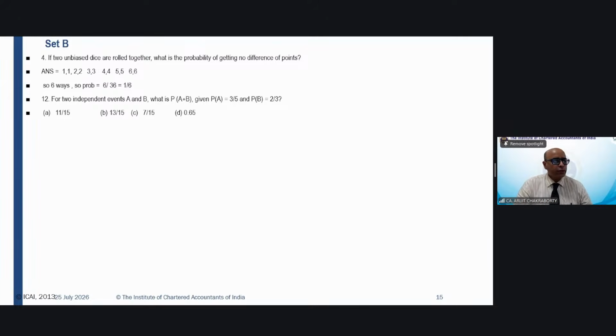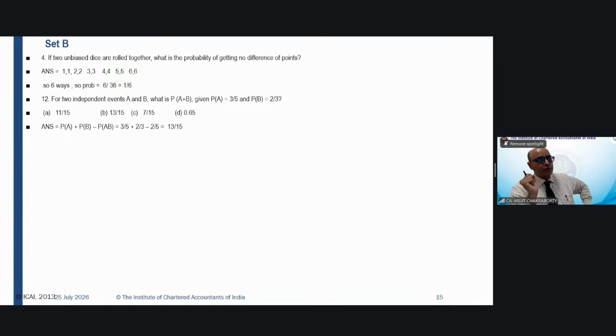Question 12. For two independent events A and B, what is P(A+B), given that P(A) is 3/5 and P(B) is 2/3? Now it is given that A and B are independent events. Now we know that if A and B are independent events, P(AB), that is A intersection B, is just the product of P(A) and P(B).